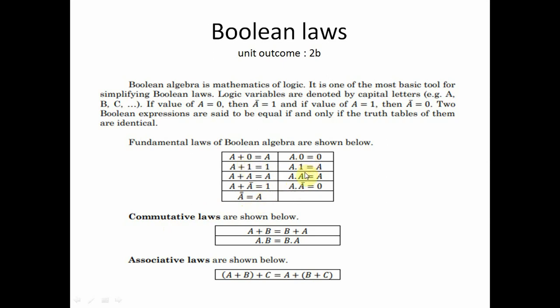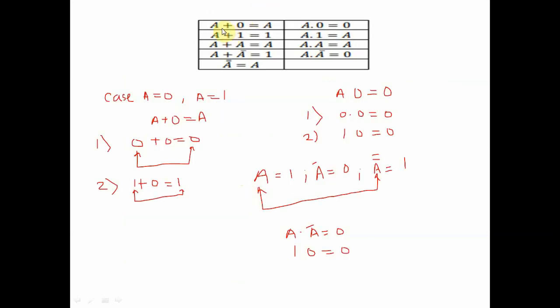Similarly, these are some ANDing laws. The first one is A dot 0 is equal to 0. A dot 1 is equal to A. A dot A is equal to A, and A into A bar is equal to 0. Now look here, this is the ORing law and this one is the ANDing law. Here I have taken some cases.